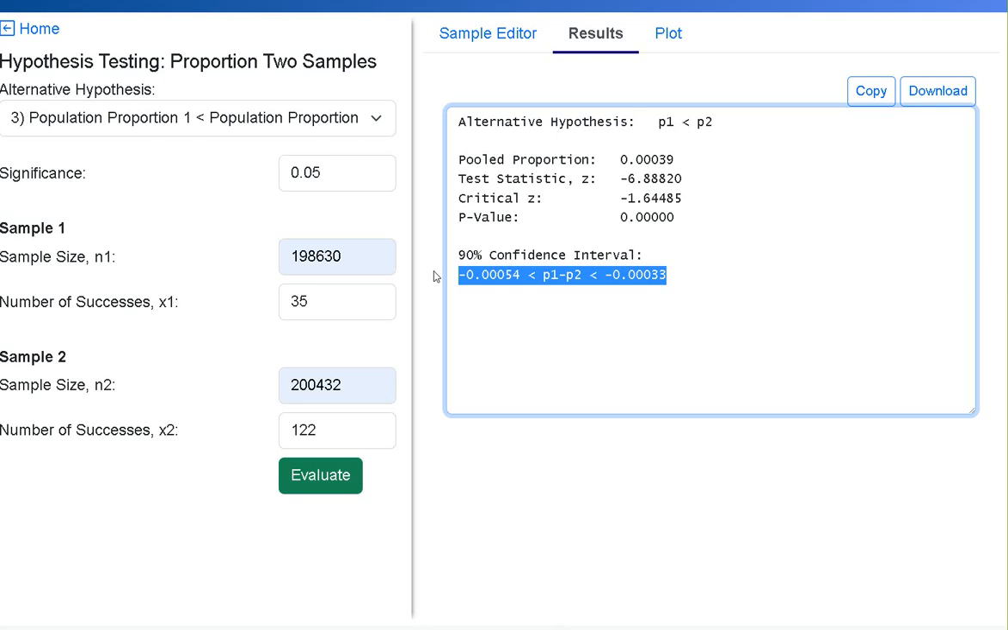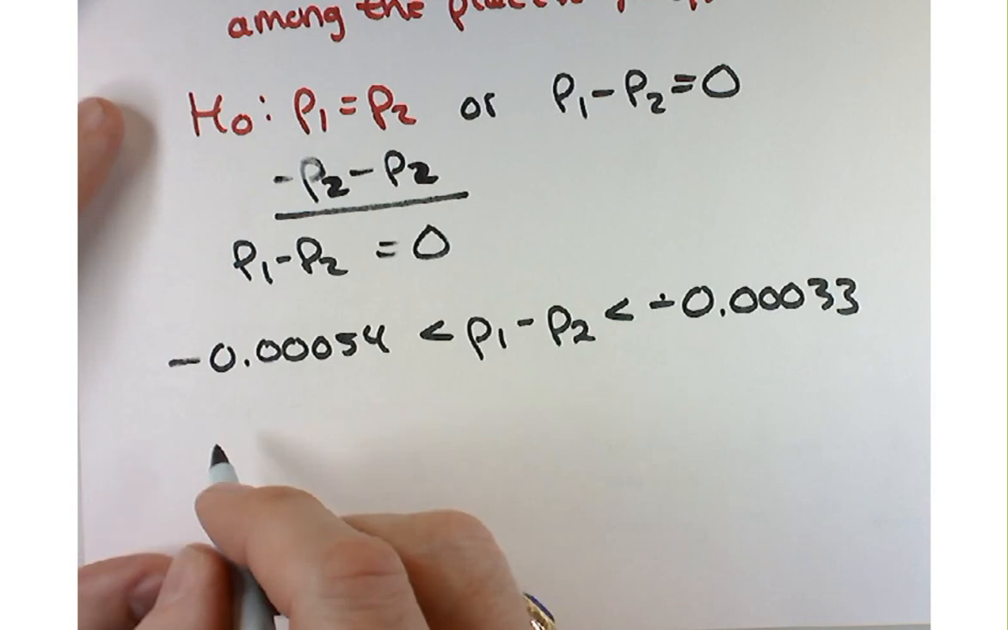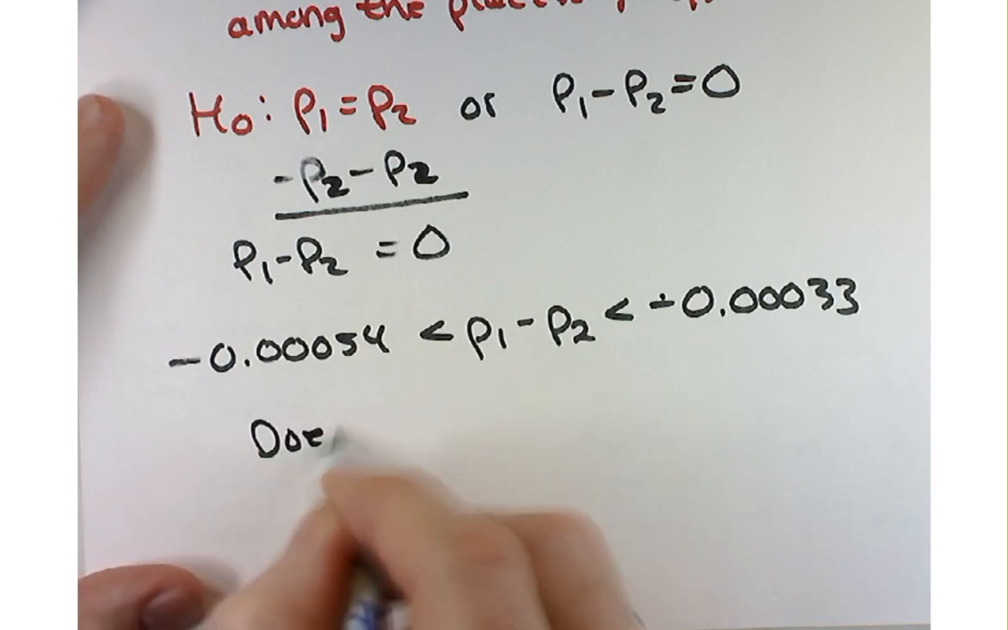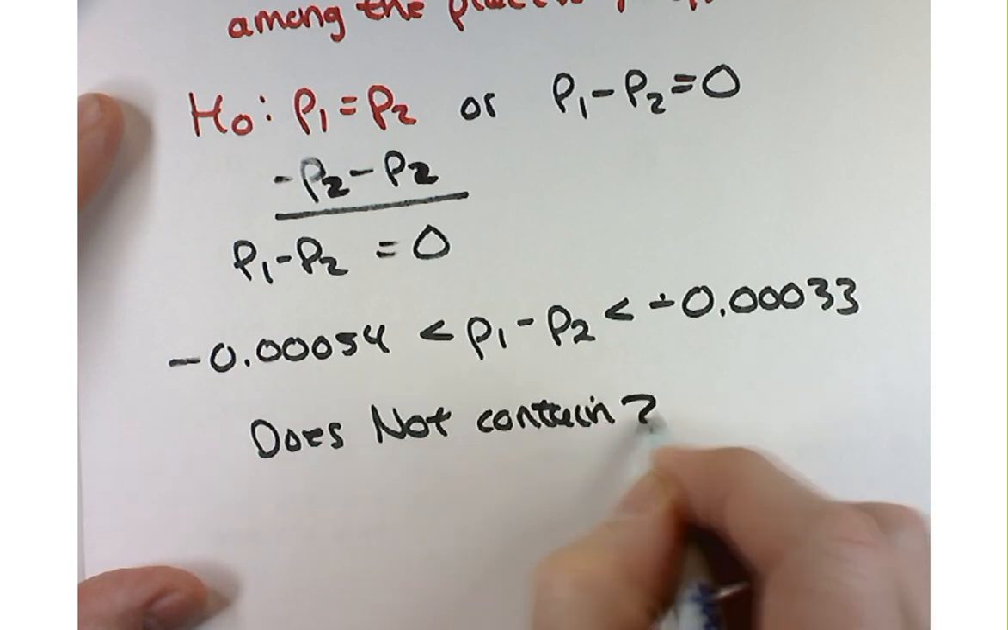So somewhere between 54 kids in 100,000 and 33 kids in 100,000 fewer cases of polio will occur according to this analysis. But the big thing is it does not contain 0. Does not contain 0.